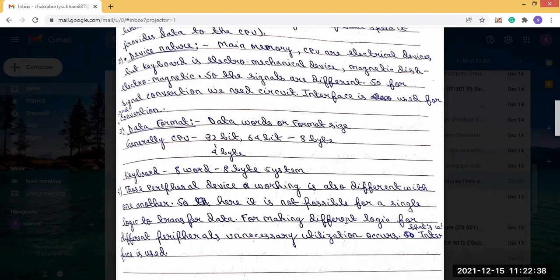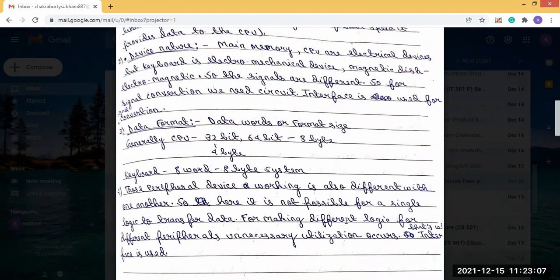First one is the speed. Second one is the device nature. Third one is the data format. And fourth one is related to the function. So for these 4 reasons in total, we use the interface in our system.